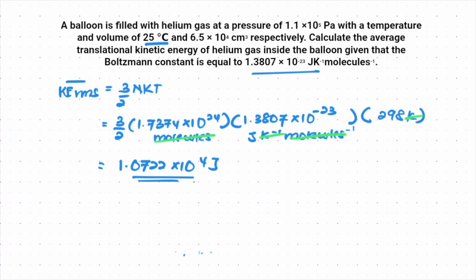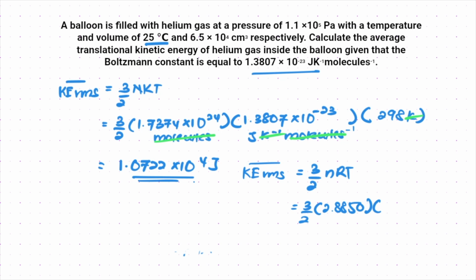Okay, how are you going to check whether your answer is correct or not? So you can use another formula. KERMS is equivalent to still 3 over 2, but instead of NKT, you can use NRT. So 3 over 2, your n now is not the capital N, but it's the small n, the number of moles, so it's 2.8850. Your R, make sure that you use the correct R.